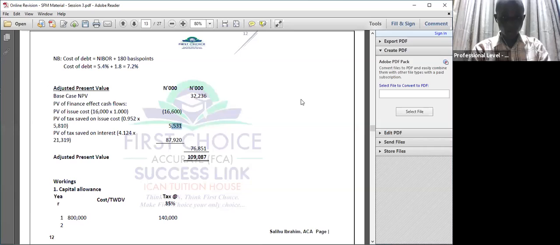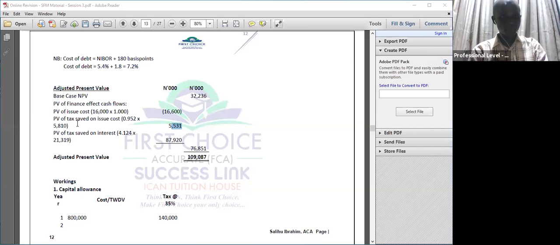Okay, Charity, which one do you want me to take again? Is it the issue cost or the tax saved? Which one, Charity? Okay, tax saved.